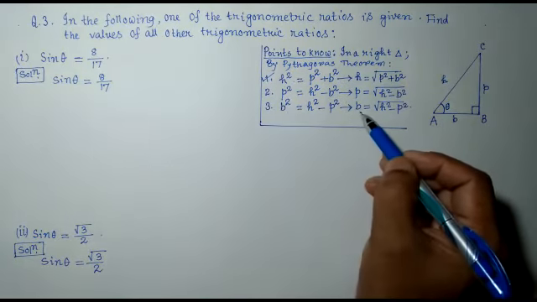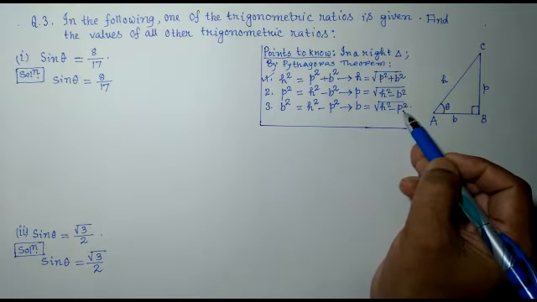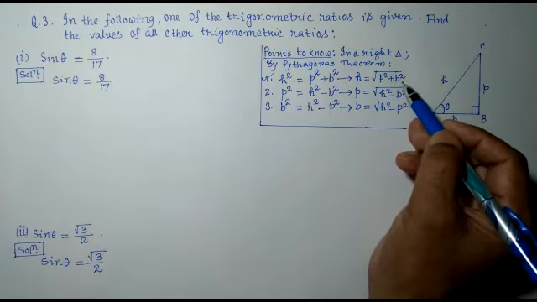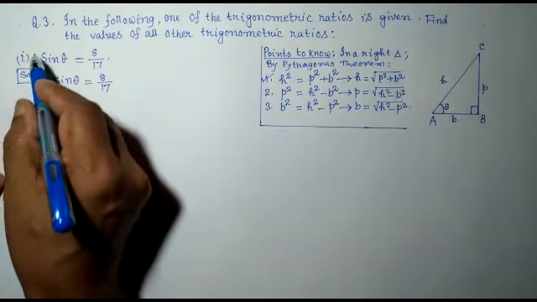And also for base b, we can find square root of a square minus b square. So these three formulas we will try to use in this question number 3. So let us see question number 3.1.